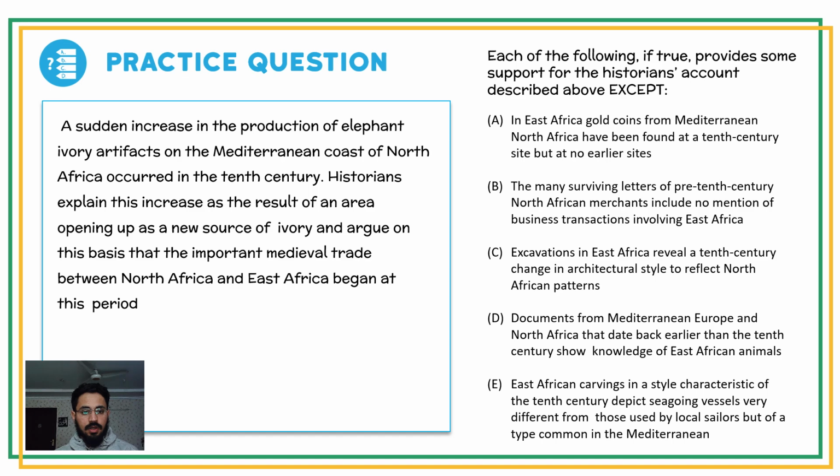A sudden increase in the production of elephant ivory artifacts on the Mediterranean coast of North Africa occurred in the 10th century. I've always struggled with this north, south, east, west thing. So for me, taking some sort of a visual aid is always helpful. So okay, let's say this is Africa and that's North Africa, and there was a sudden increase in what? In the production of elephant ivory.